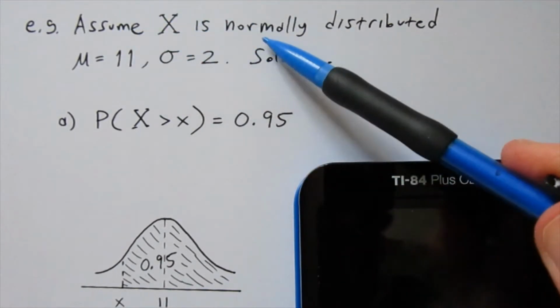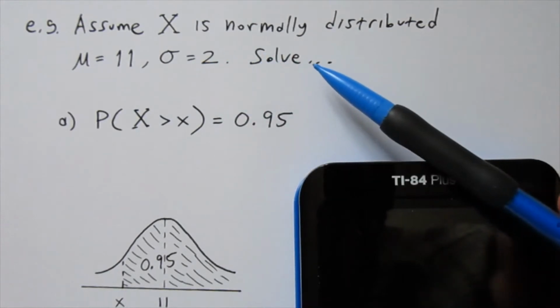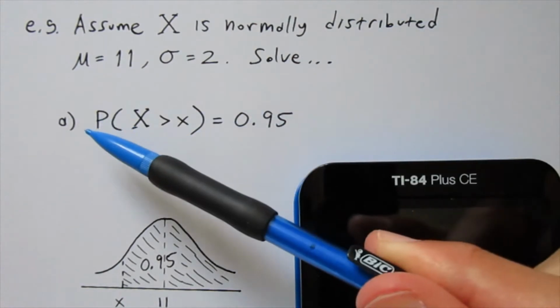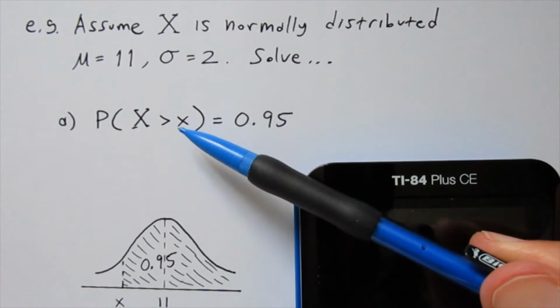Assume x is normally distributed. The average is 11. The standard deviation is 2. That means I'm going to ask several questions. Part A, the probability that the random variable big X is greater than little x. Little x is the unknown.